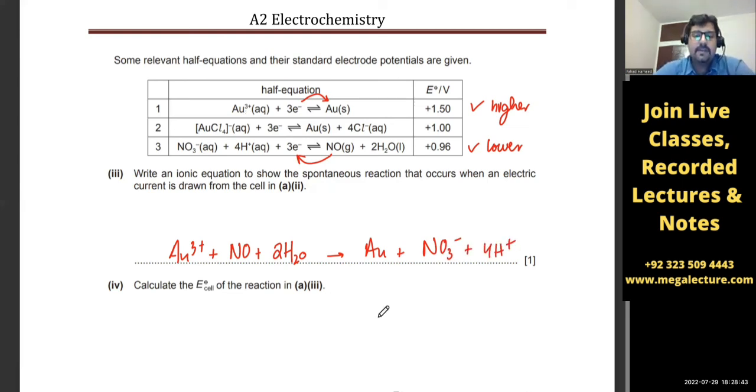And calculate the E0 cell for the reaction. So E0 cell will be, just calculate the difference. It's going to be a reduction potential minus oxidation potential, 1.50 minus 0.96, and that's going to give me 0.54 volts. ये clear है?